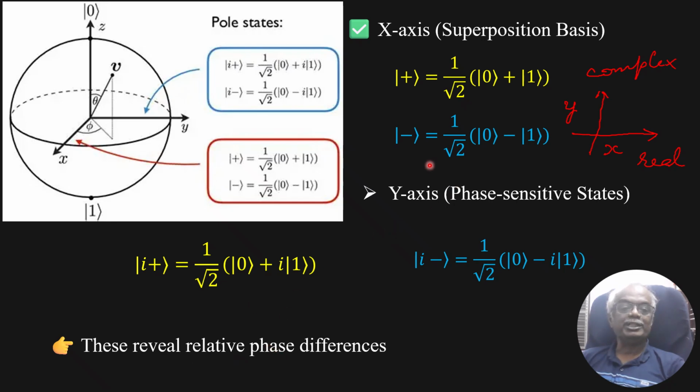That is a very important point, which I have shown in the blue color box. That is the y-axis. For the y-axis, |i+⟩ is equal to 1 over square root 2 (|0⟩ + i|1⟩). Similarly, |i−⟩ is equal to 1 over square root 2 (|0⟩ − i|1⟩). Here in quantum mechanics we have seen symmetric and anti-symmetric. Symmetric means you have a positive sign and anti-symmetric means you have a negative sign.